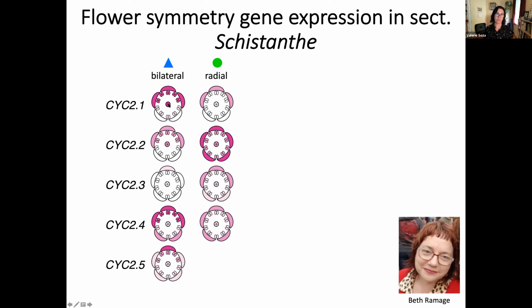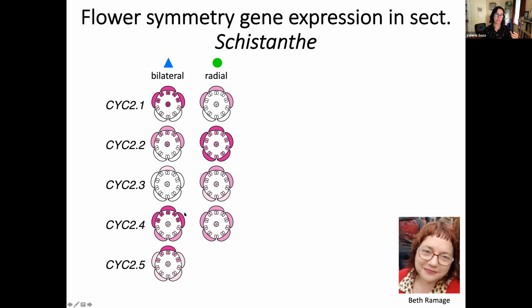And so I'm showing you here the petals, the stamens, and the pistil. And what I first want you to notice is that across the 5 cycloidea copies, we see different expression patterns across these copies within one species. So for example, in one copy, we see a little bit of expression in the dorsal petal, but then in another copy, we see expression in the dorsal and lateral petals, in the upper stamens, and the pistil.